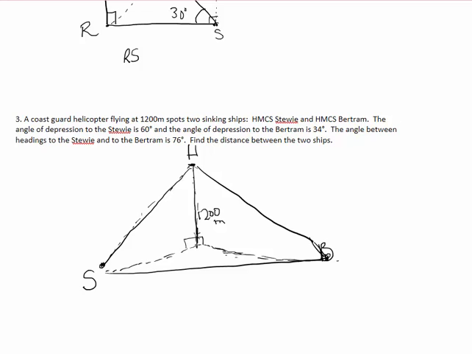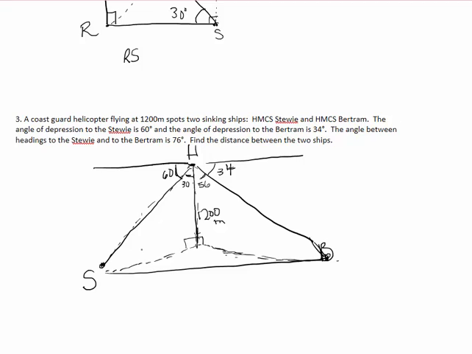So now we have a diagram. Let's go back and read what other information we have. The angle of depression to the Stewie is 60. Now I remember that my angle of depression has to come off of a horizontal line. So I put in here, this is 60. So this angle in here that I actually need is 30 degrees. The angle of depression to the Bertram is 34. Angle of depression has to come off of a horizontal line. So what I actually need in there is 56 degrees.